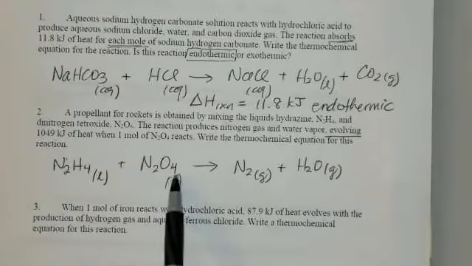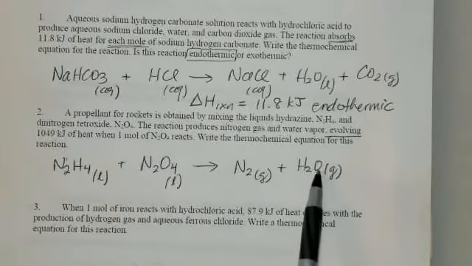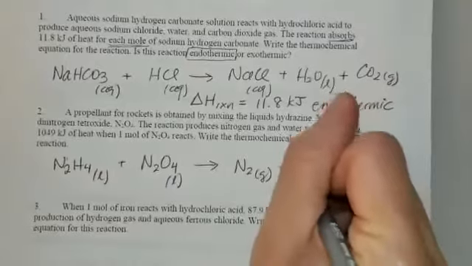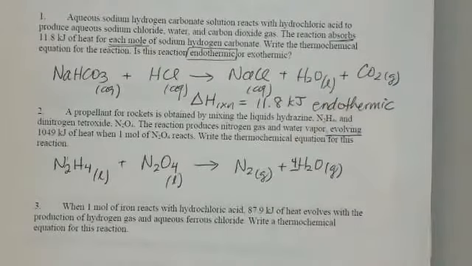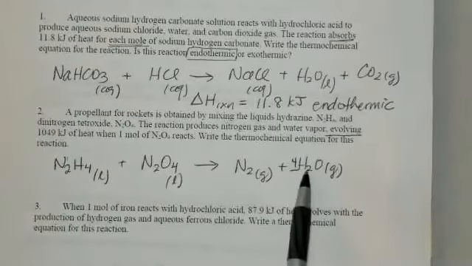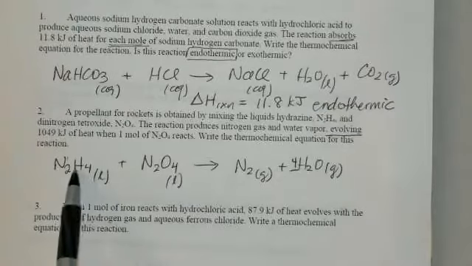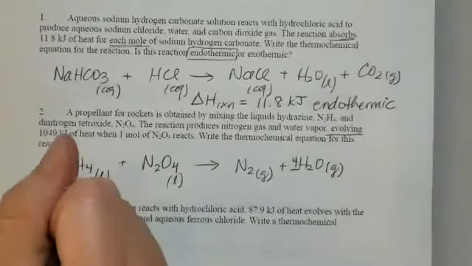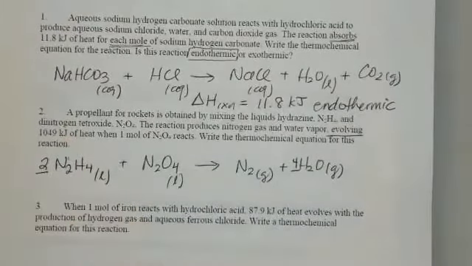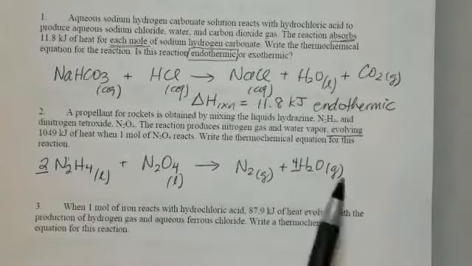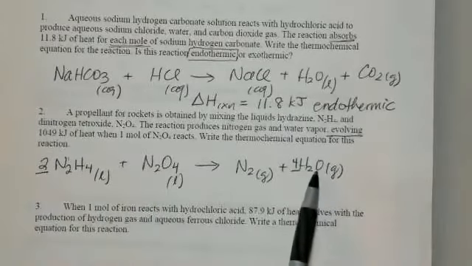There are 4 oxygens here in the N2O4. All of that oxygen comes out as the water vapor. There's only 1 oxygen in the water, so I'm going to have to multiply that by 4, so I put a 4 in front of the H2O. Then I have 4 times 2, so 8 hydrogens. I'm going to check my hydrogens. On the reactant side, I only have 4, so I need to multiply the hydrazine by 2. Now I have 8 hydrogens matching my 8 hydrogens, and my 4 oxygens matching my 4 oxygens.